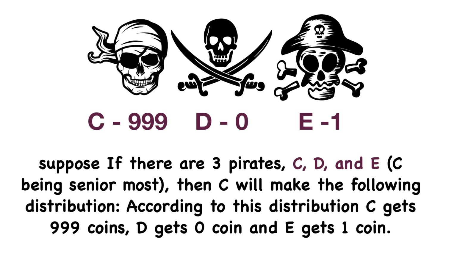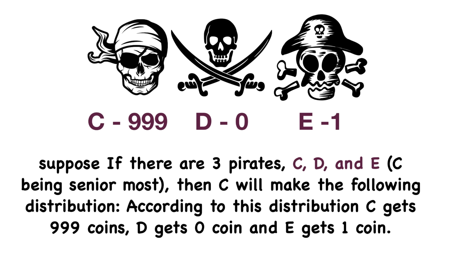So Pirate C can simply offer Pirate E a single gold coin and ensure his vote, as a perfectly rational pirate knows 1 coin is better than no coins at all. So now C will obviously vote in favor.